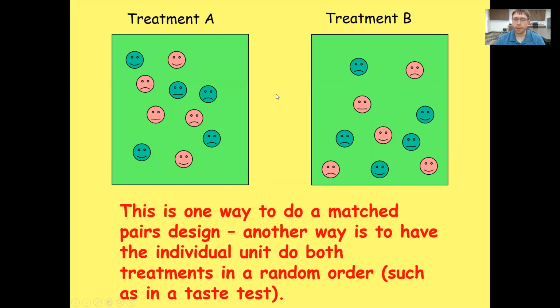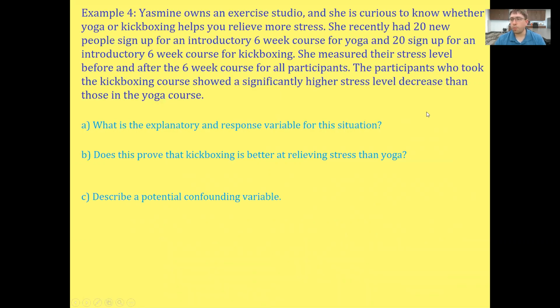So if you're not quite sure, make sure you ask me in class during our time, and I will try to clear this up a little bit better. Matched pair is definitely the more confusing of the 3 types that we deal with in our experimental design. So let's go through a couple more examples that are on the back pages of your notes.